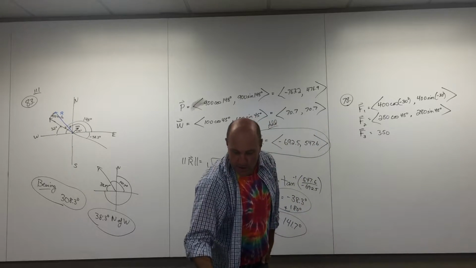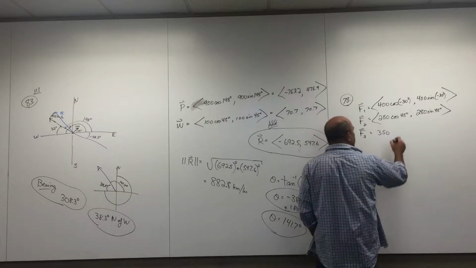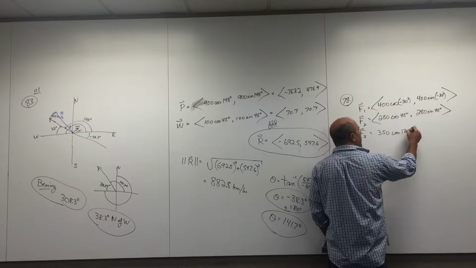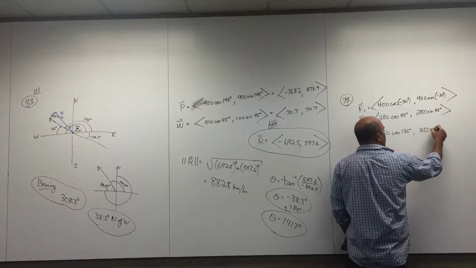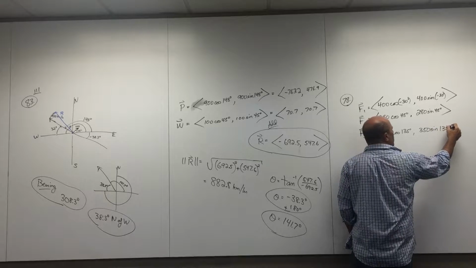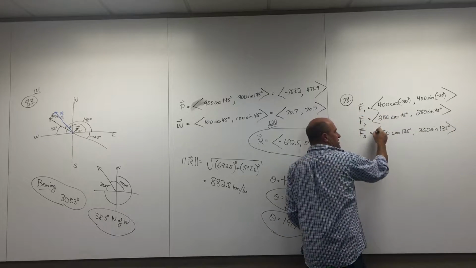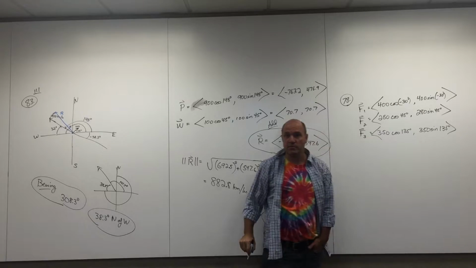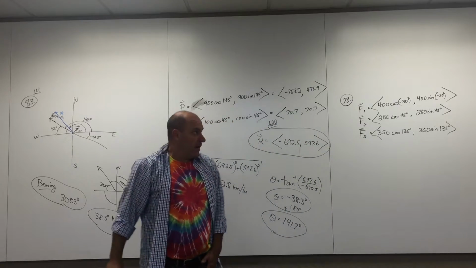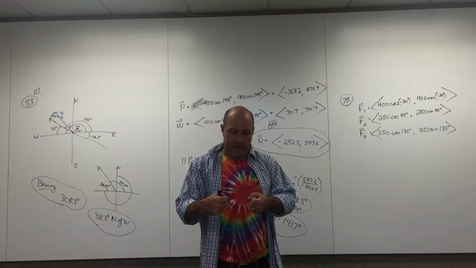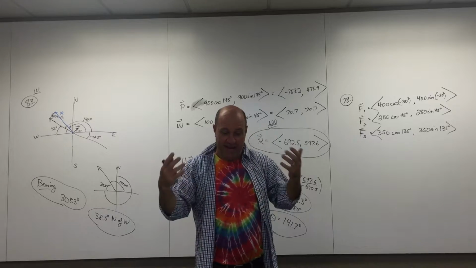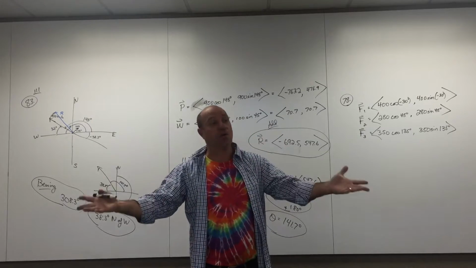And the last one was 135. 350 cosine 135, 350 sine 135. By the way, they're not using the word bearing here. These are in standard position. I just used those numbers that were given. And so these 3 forces act on this object. Find the direction and magnitude of the resultant.